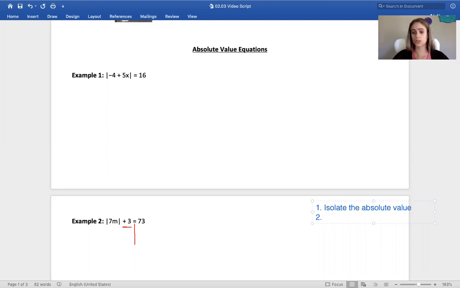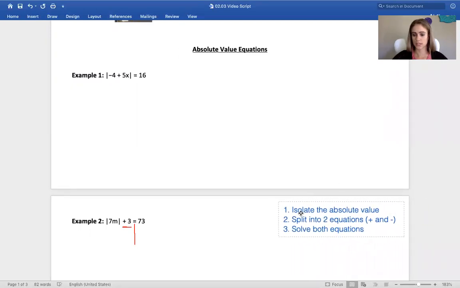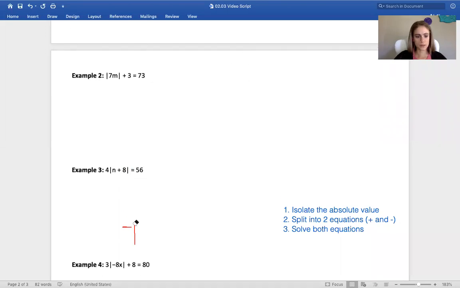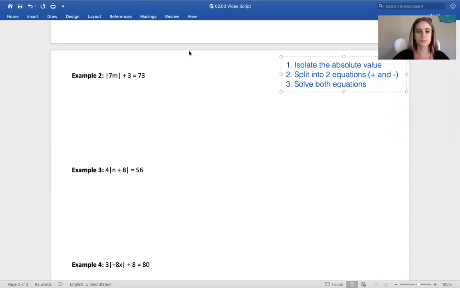Then number 2, you can split into 2 equations, the positive and negative version. And then 3, you can solve both equations. So there's kind of a nice, good set of steps, okay? And I may need to scroll a little bit and move some of this so we have room to solve. I'll keep this over here for you guys.